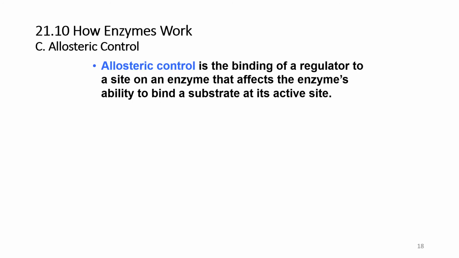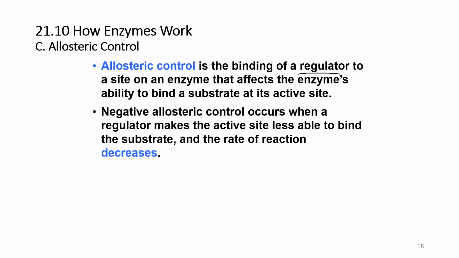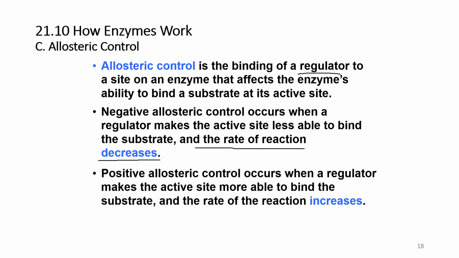So enzymes can be controlled, and they are controlled. We just wouldn't want them catalyzing reactions left and right. We have to be able to control them. Allosteric control is the binding of a regulator molecule to a site on an enzyme that affects the enzyme's ability to bind a substrate at its active site. It could be positive or negative control. Negative allosteric control occurs when the binding of that regulator influences the active site and makes it less able to bind the substrate. Thus, a negative allosteric regulator is going to decrease the rate of the reaction, whereas a positive allosteric regulator will increase the rate of that reaction.